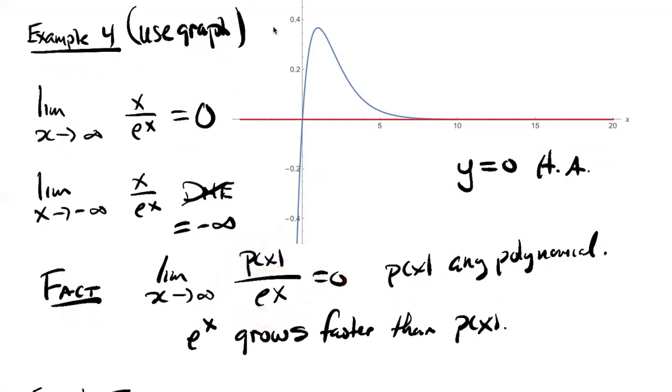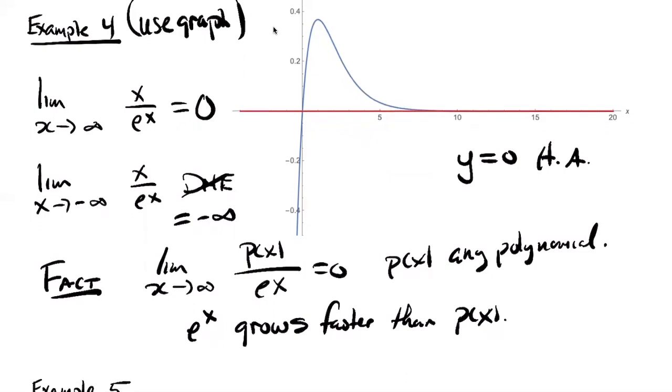I'm not proving that right now. I'll prove it later on when we get L'Hopital's rule, but it is a fact that I want you to put in your back pocket: if you're looking at ratios of polynomials to exponential functions, the exponential functions will be so big that the ratios tend to 0 as x goes to infinity.